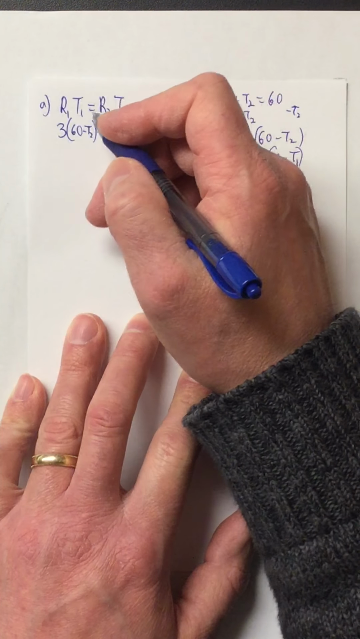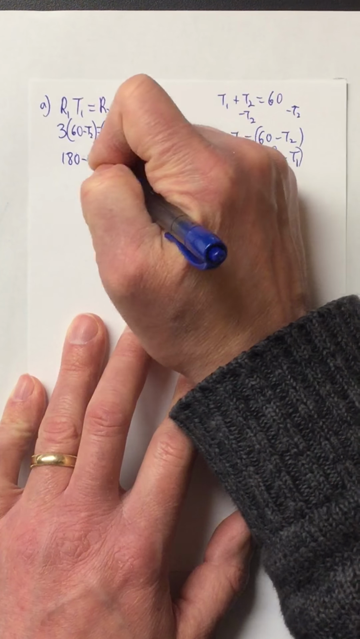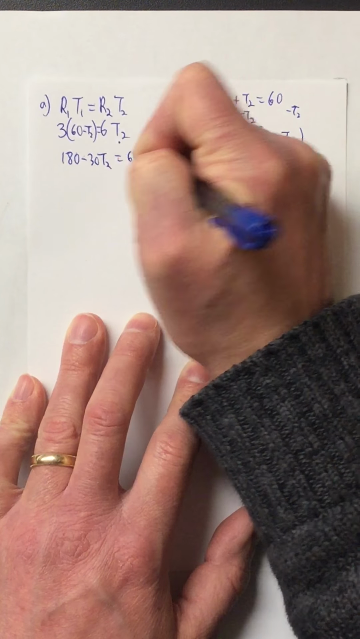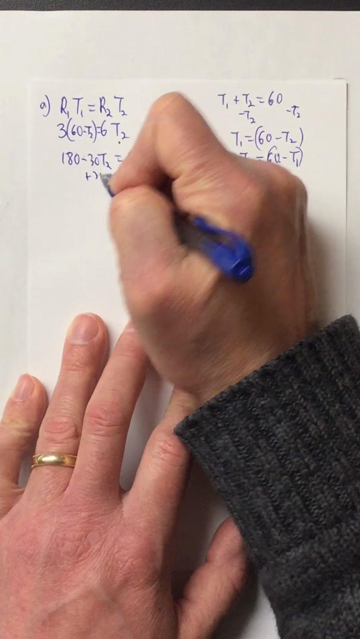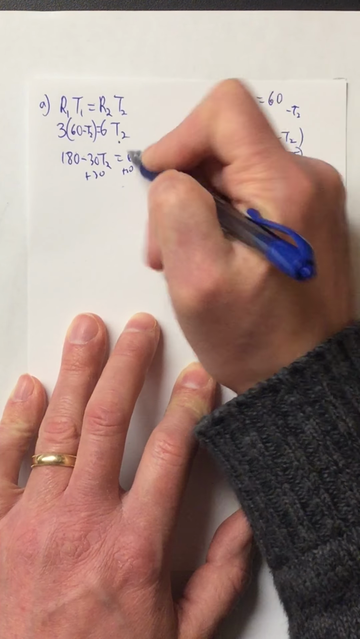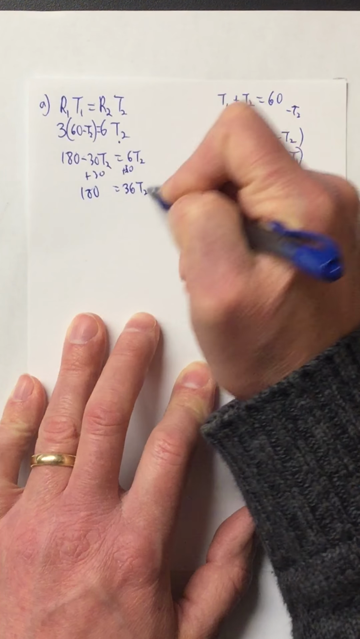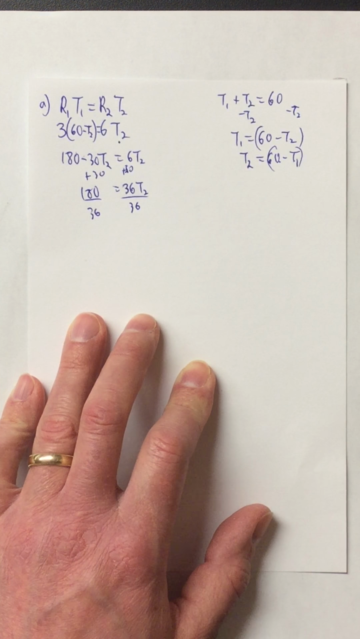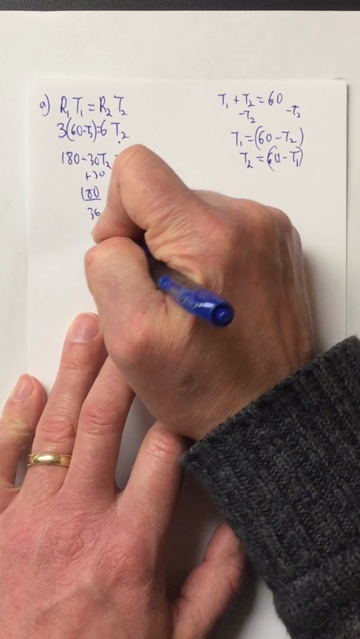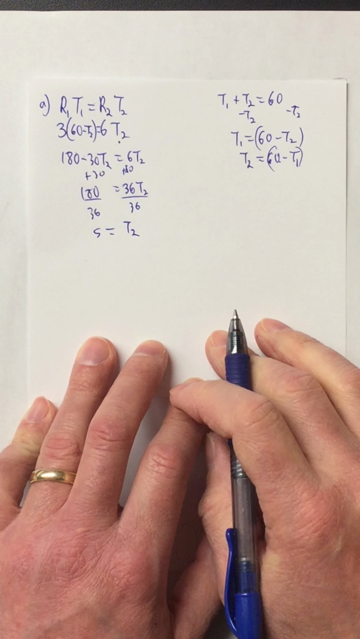Okay, remove my parentheses. 3 times 60 is 180 minus 30 T2 equals 6T. Let's get my terms with T on the same side, so plus 30 to both sides. Looks like I get 36T equals 180. So I'm going to divide by 36, and 180 divided by 36 is 5. So T2 for practice problem A.